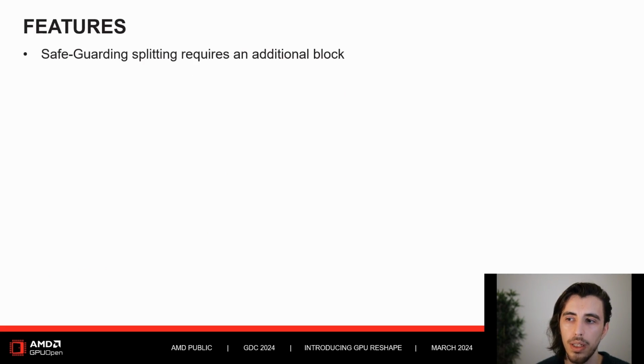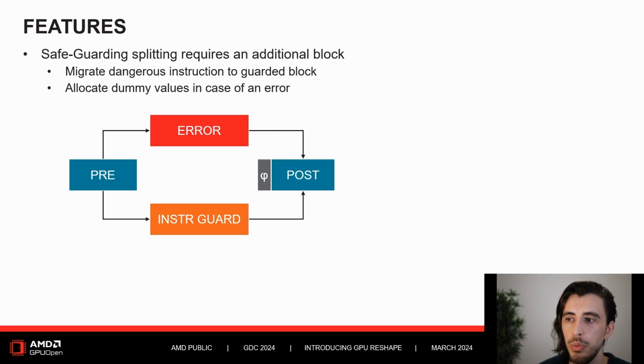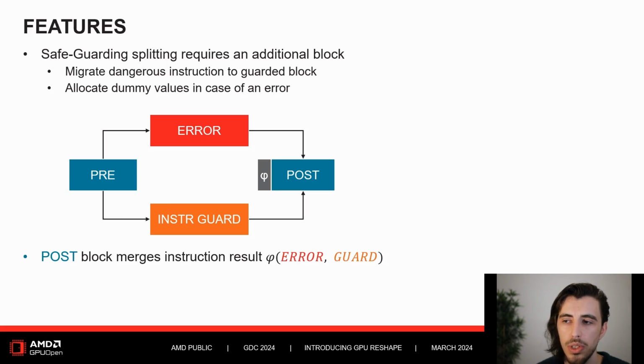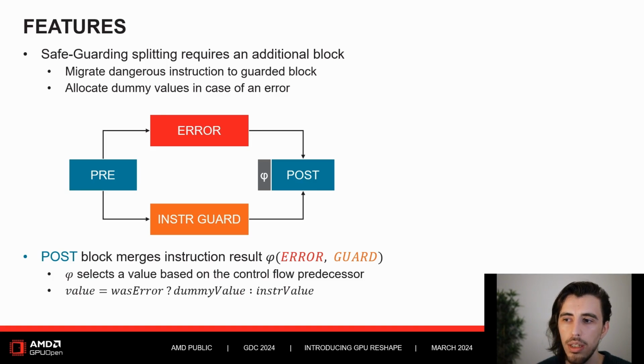But what about safeguarding? Well, we need an additional block, and we move the dangerous instruction to it. And in case that an error has occurred, we assign a dummy value. But to select the actual value we use, we employ these things known as phi instructions. And you can think of them as ternary operators that select the value based on the branch taken. Dummy if we came from the error block, and data if we came from the guard block.